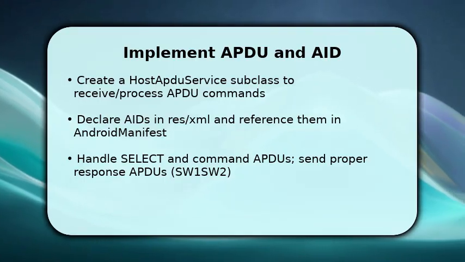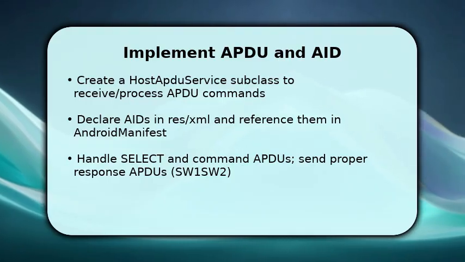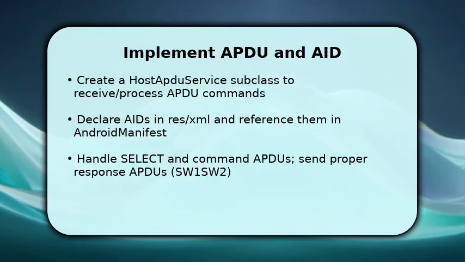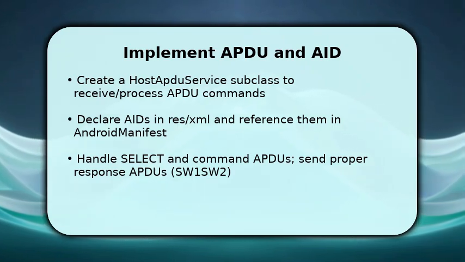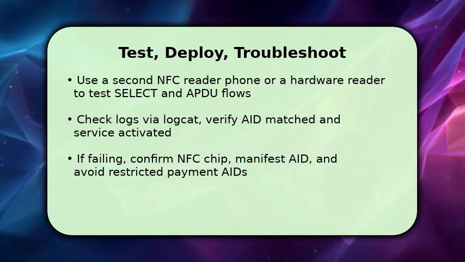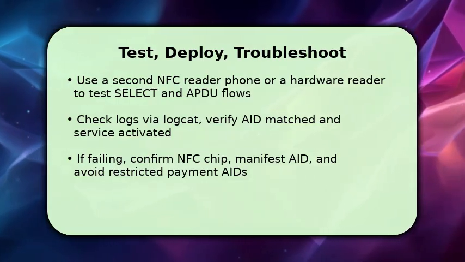Once implemented, craft correct APDU responses, including SW1, SW2 like 9000, and ensure timing is efficient, because NFC readers expect quick replies. Finish by building and installing the APK on the test device, then test with a reader phone or NFC terminal.